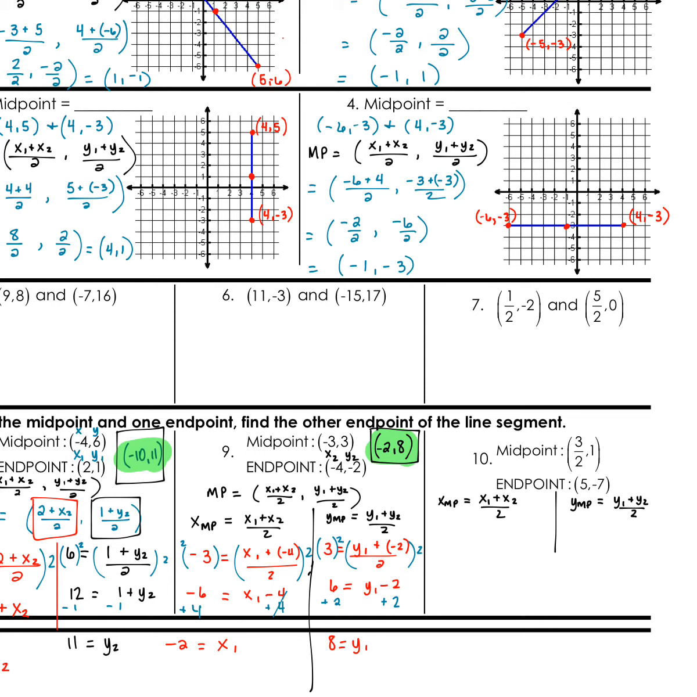Plug in what we know. X is 3 over 2. And I know that looks scary, but remember, the first thing we do is we clear that 2 on the bottom. So we're going to multiply both sides by 2. And if the 2 cancels the denominator on our right side, it's going to do the same thing on our left side, leaving us just 3 equals 5 plus x2. Subtract 5 from both sides. So again, x is -2.